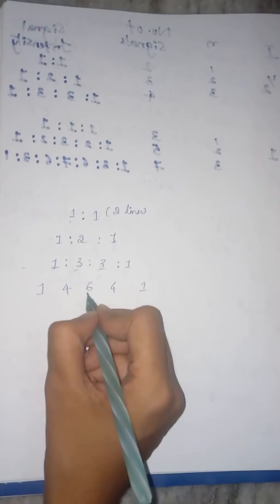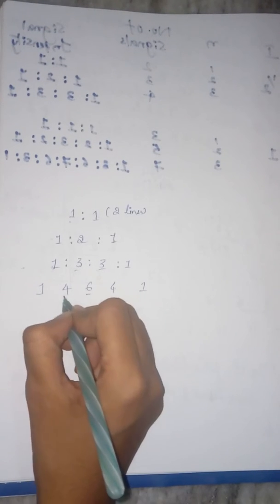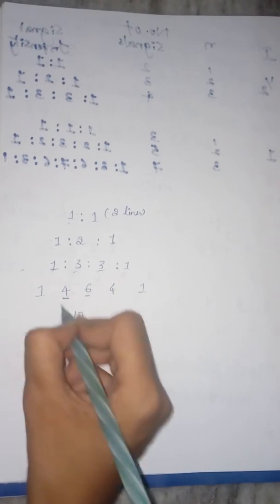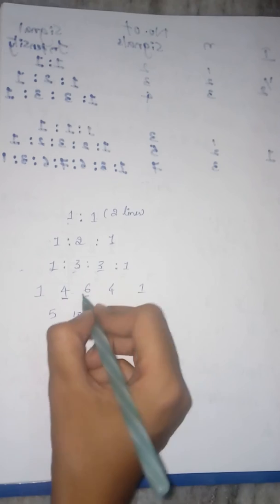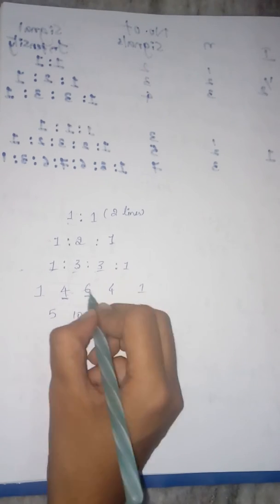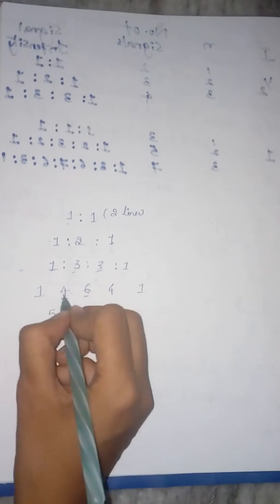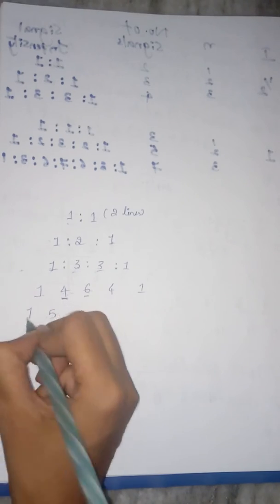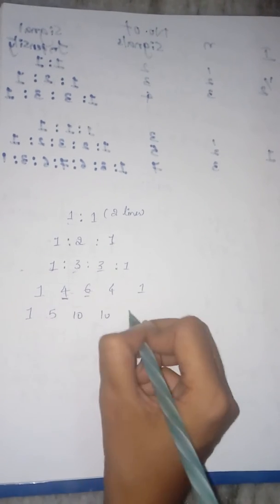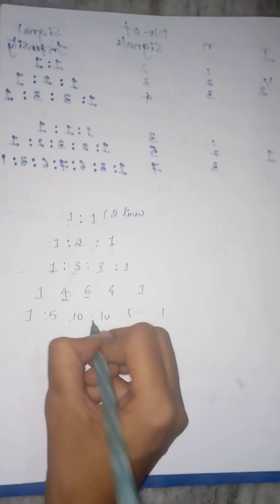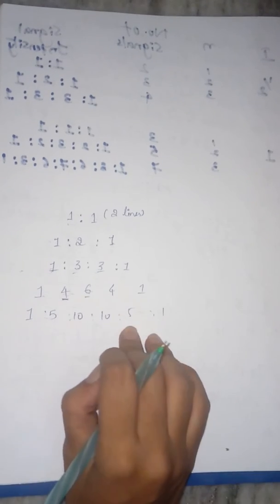Next two numbers. Start from the center, proceed either to left or right. So 6 plus 4 is 10. 4 plus 1 is 5. Write the number in between 4 and 6. Okay, so 4 plus 1 is 5. 1 plus 0 is 1. The same will repeat over here. So this is the way you have to build your Pascal triangle when I is equals to half.